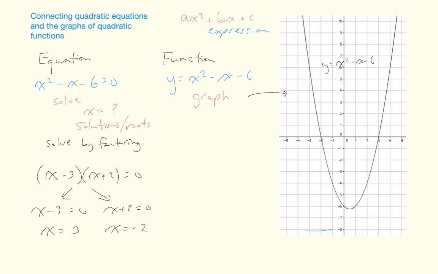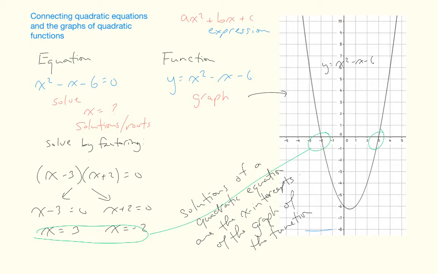Now, you've been introduced before to the idea that the solutions to your quadratic equation correspond to the x-intercepts of the graph of your function. So you'll notice that there is an x-intercept here at negative 2, 0. There's another one here at 3, 0. So the x-intercepts, also sometimes called the zeros of the graph, correspond directly to the solutions of the similar quadratic equation.